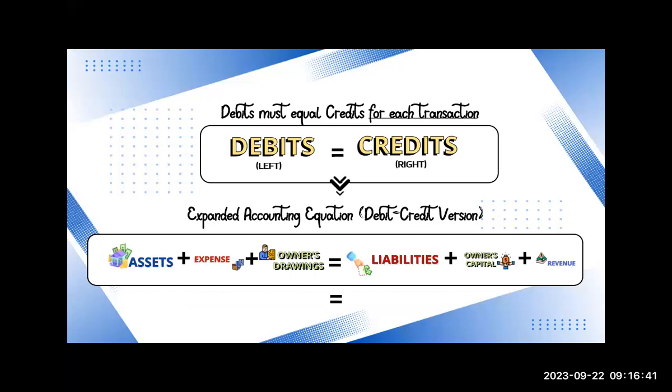And then yung expanded accounting equation natin is this. Assets plus expense plus owner's drawings is equal to liabilities plus owner's capital plus revenue. So again, bakit yung expense yung owner's drawings nasa left side na kaagad? Because technically, assets is equal to liabilities plus owner's capital minus owner's drawings plus revenue minus expense. Basically, nilipat lang natin lahat ng negative from the right all the way to the left para lahat sila positive. Kaya yun yung debits and credits natin.